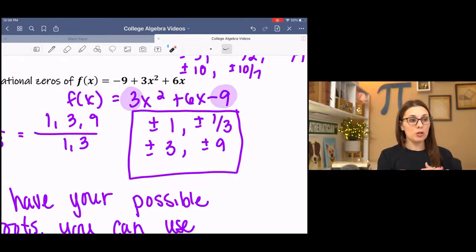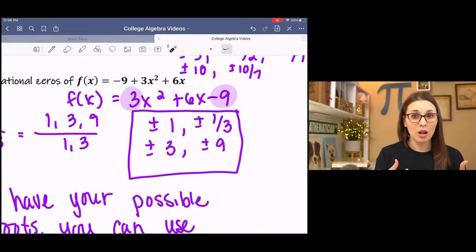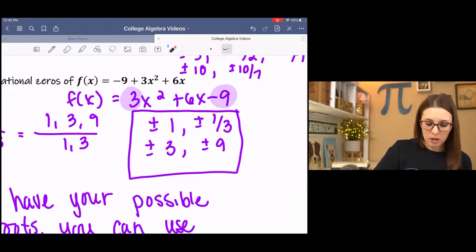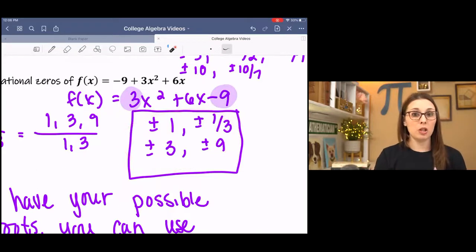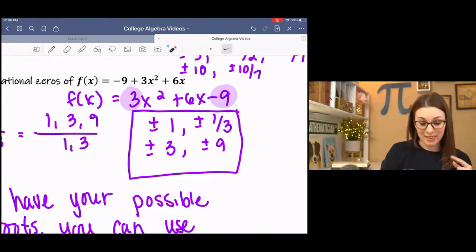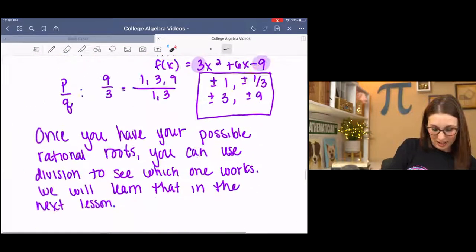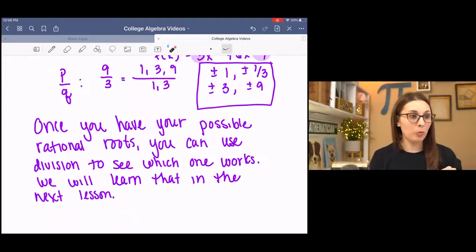We're going to use that in higher degree polynomials where maybe all the zeros are rational and we can't see it from the table or we can't tell from the graph. Then we can use these possibilities, and then we can use long division or synthetic division to help us find the exact x-intercepts that we're looking for. We will do that in the next lesson, not this one.